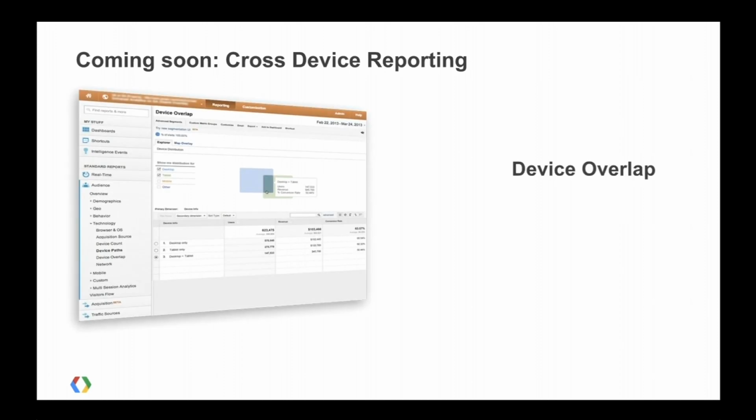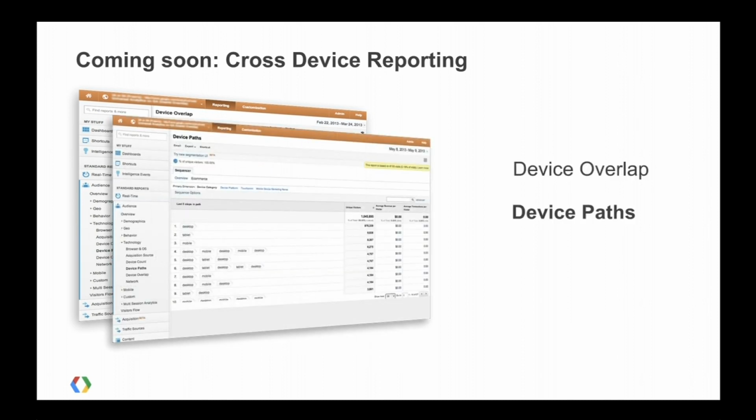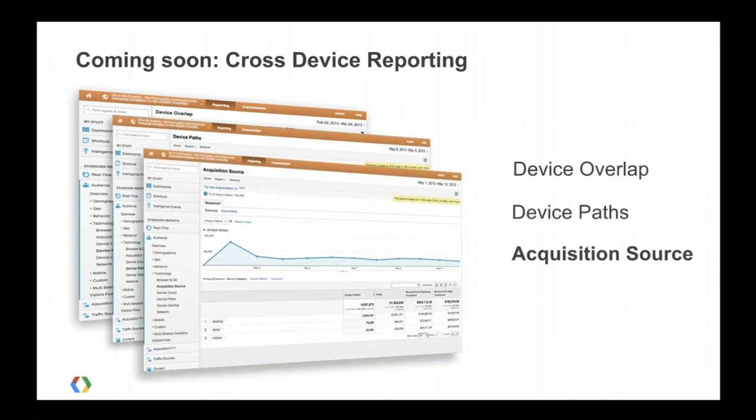So you've seen how it's really easy now to send data from any connected environment using the measurement protocol. And I just showed you how you can use user ID to have this notion, representation of a user across all their different devices. Now I want to show you some new reports we're working on to help you actually analyze all this data and to do some pretty cool optimizations. I want to show you 3 reports. The first is the device overlap report. Second is the device paths report. And the third is the acquisition source report.